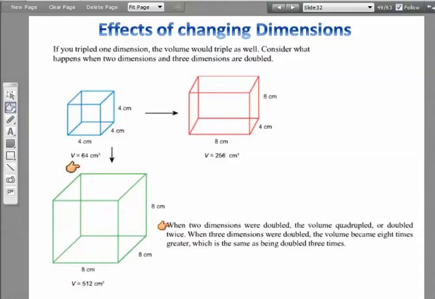See how it went from 64 to 512? Or doubled twice. When 3 dimensions were doubled, the volume became 8 times greater, which is the same as being doubled 3 times. I think I mispointed, but y'all can look how it went from here to here, and it quadrupled. Okay, it went from 64 to 512, and it became 8 times greater.